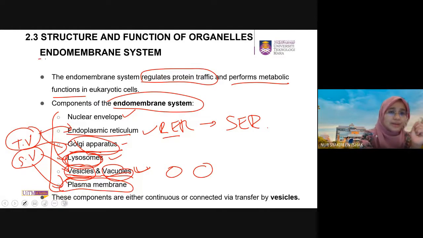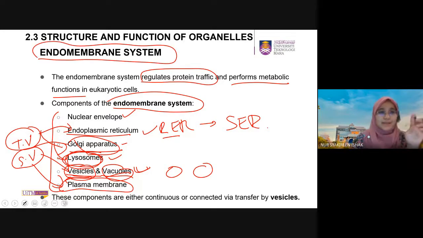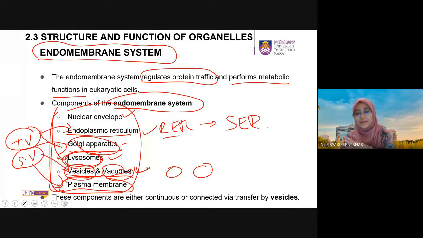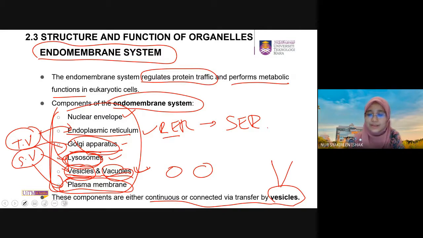So that's why tajuk dia kat sini calls us endomembrane system. The membranes of all these structures are directly or indirectly connected from one structure to another. So these components are either continuous or connected via vesicle. Tadi saya cakap vesicle ada transport vesicle, secretory vesicle and also lysosome is under vesicle jugalah. Cuma lysosome ni dia separate sebab dia ada its own function which is it stores hydrolytic enzyme.